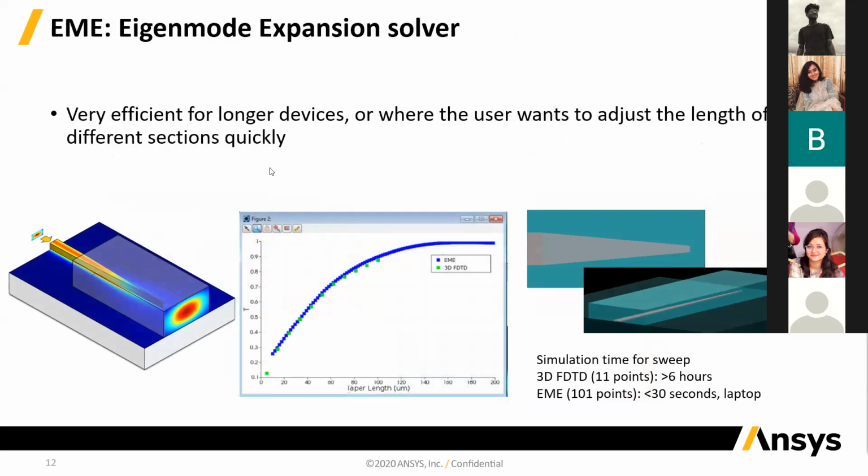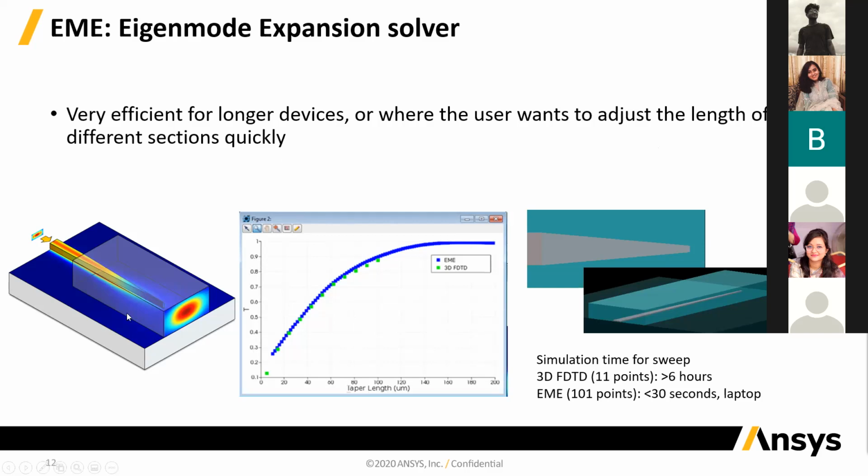I'll just quickly recap maybe the EME one. So EME is used for simulation of very long devices where you want to see how light propagates through the device and you want to optimize, for example, the length of the device in your simulation. First of all, if a device is very large, running an FDTD simulation can be computationally expensive. And especially on top of that, if you want to do a sweep, that means you're running multiple simulations that can be very time consuming. So that's where EME is helpful as it allows you to do those simulations very quickly.